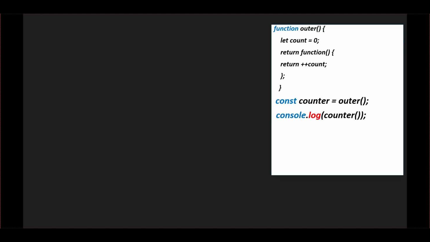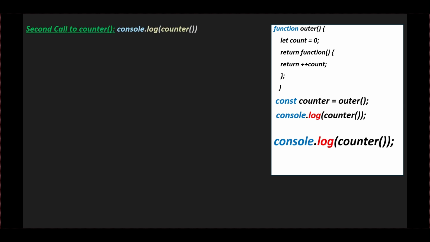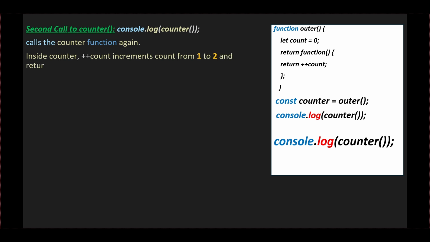Next step is the second call to the counter function. This time ++count increments count from 1 to 2 and returns 2. So the second console.log statement prints 2 to the console.